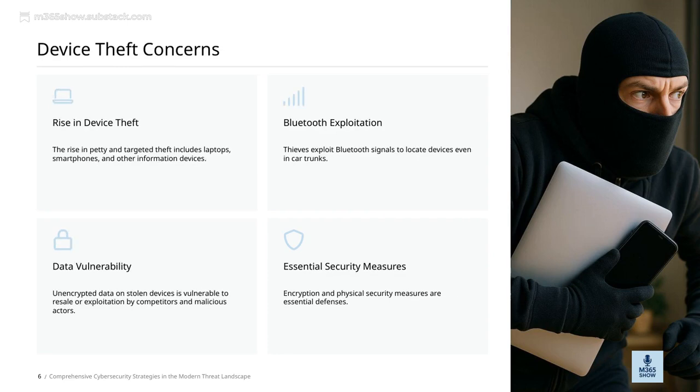Let's take a closer look at device theft concerns. As we know, in today's digital world, protecting our devices is more important than ever. That's why comprehensive cybersecurity strategies are essential to address the modern threat landscape.